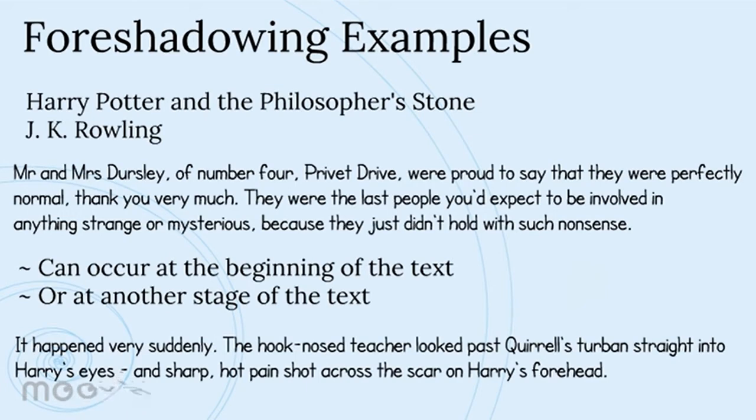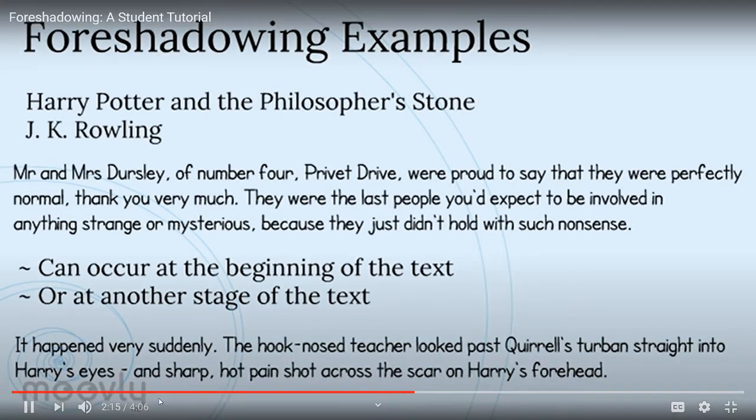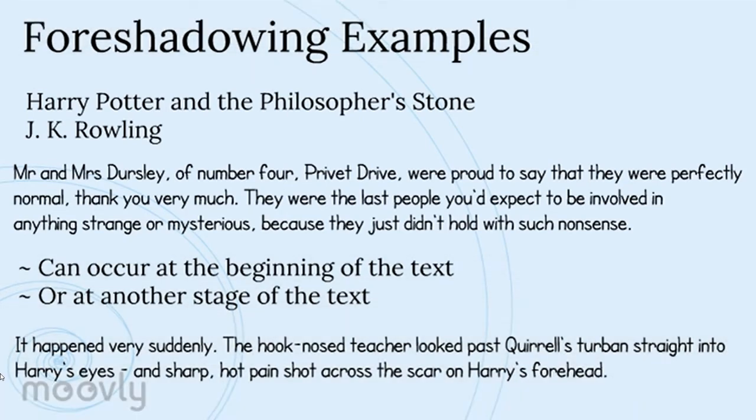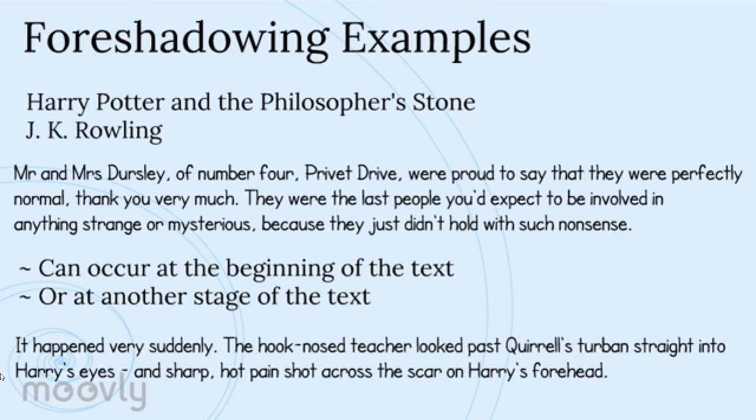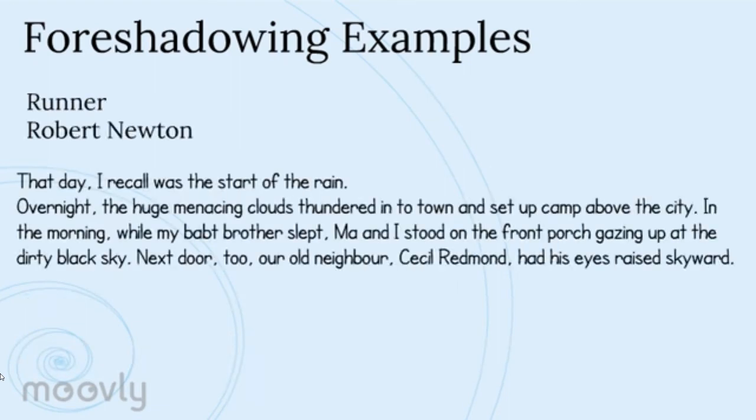So, now this is a different type of foreshadowing because it's more subtly hinting at what might be happening in the future. It's more subtle and it's kind of building tension throughout the novel. Okay, so J.K. Rowling does use a lot of foreshadowing in her novel, as do a lot of authors. So we're going to have a look at a second text that's called Runner, written by Robert Newton. And I really enjoy the foreshadowing in this because it's quite clear and explicit, but it doesn't really point out too much what is going to happen.